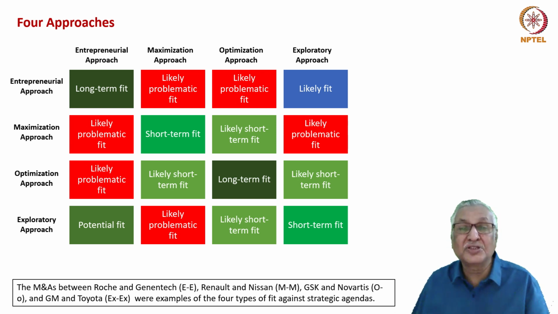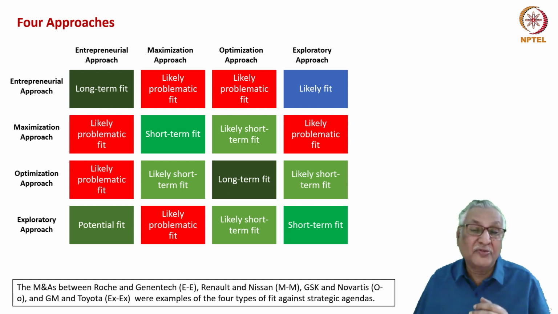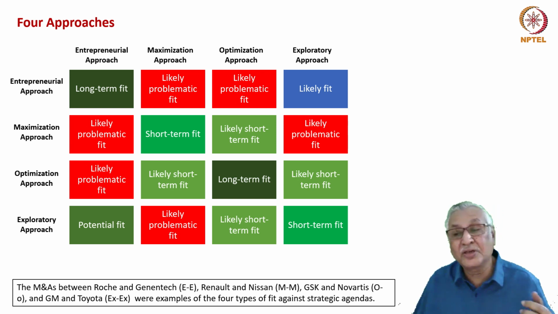When you have an optimization approach on the part of partner A and you have an entrepreneurial approach on the part of partner B, you will have a problematic fit. But there could be varying degrees of fit, short term, long term, or likely short term, depending upon whether the optimization approach of one partner is seconded by the maximization approach or optimization approach or exploratory approach of the other partner.